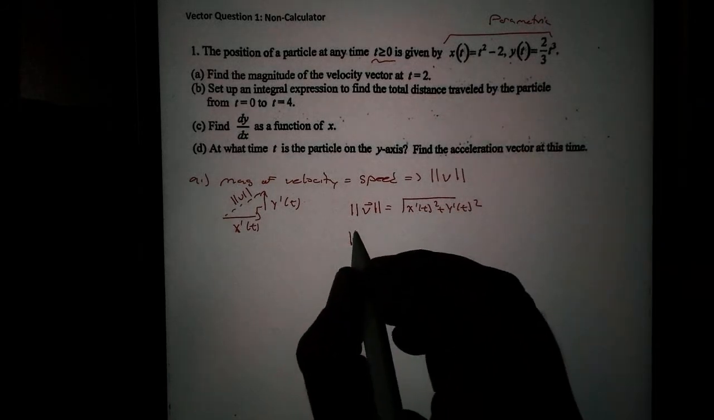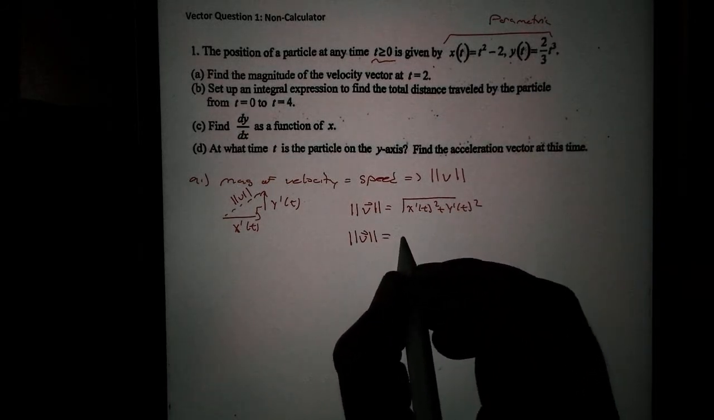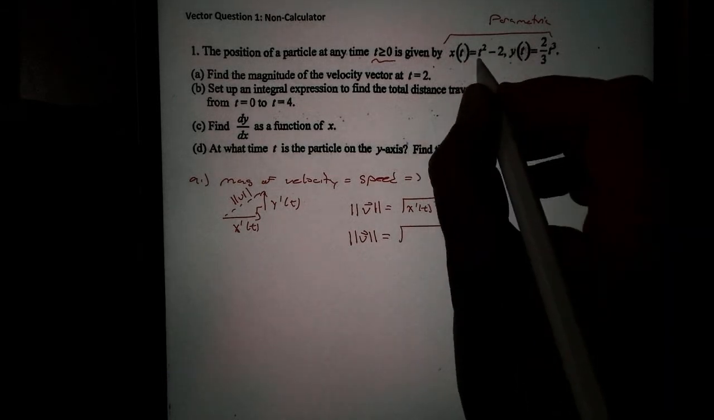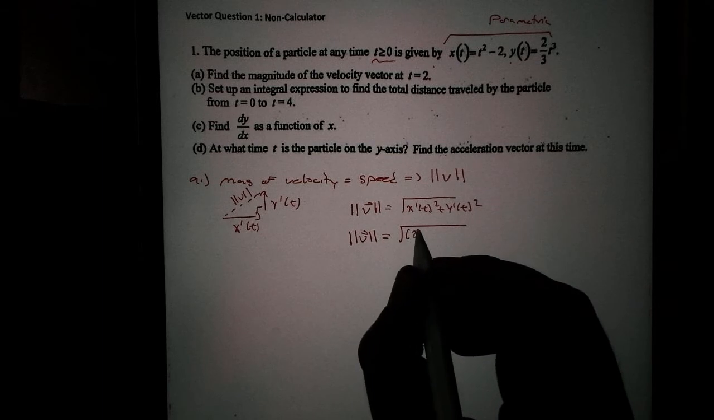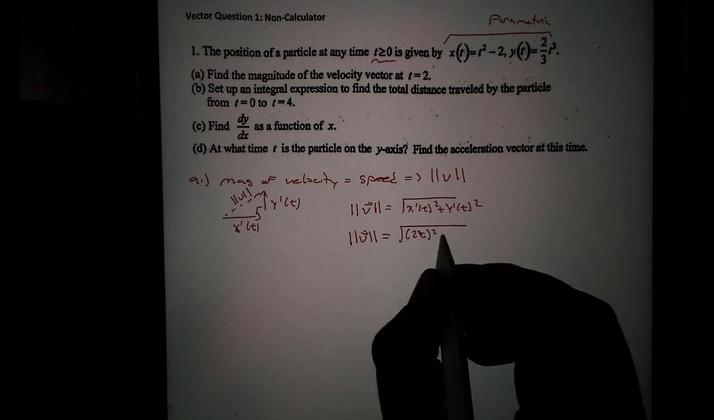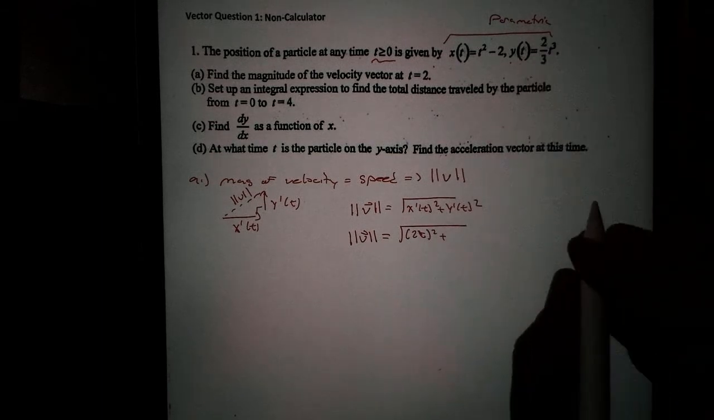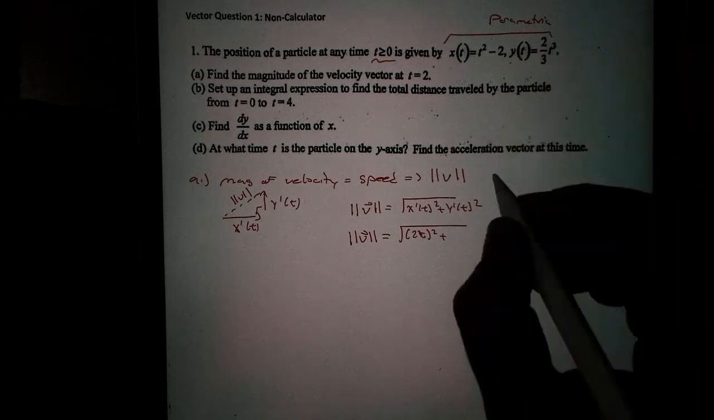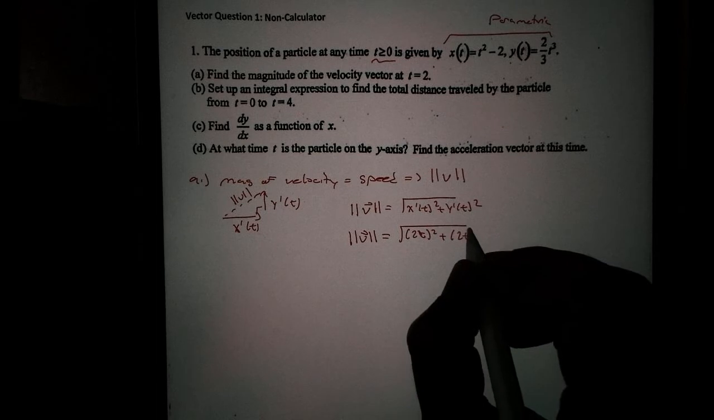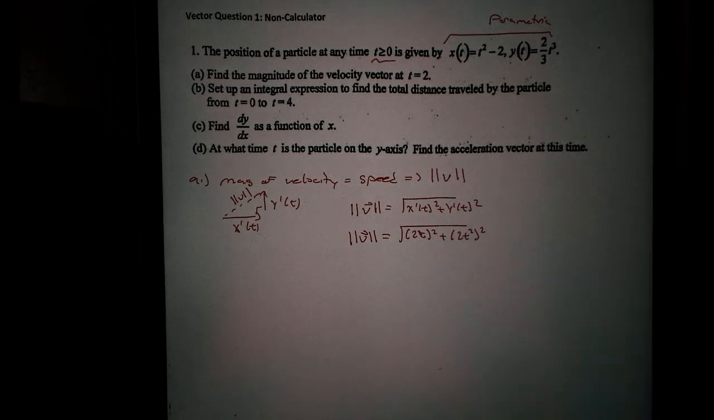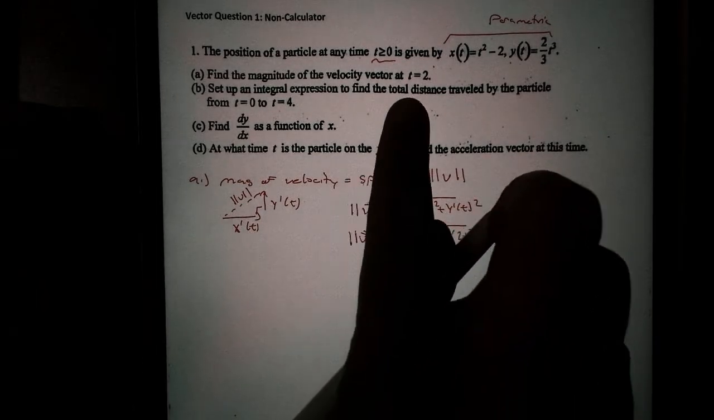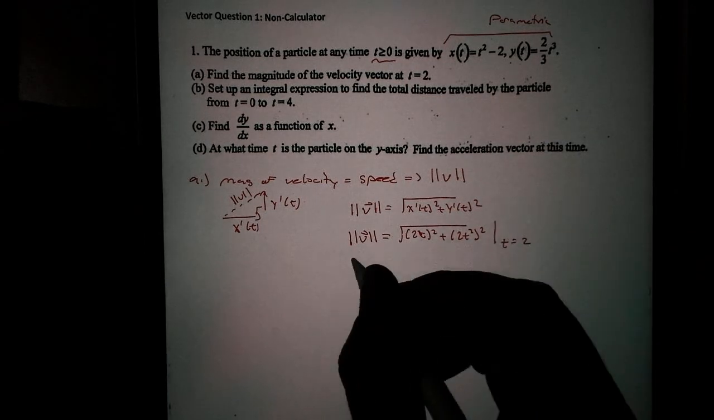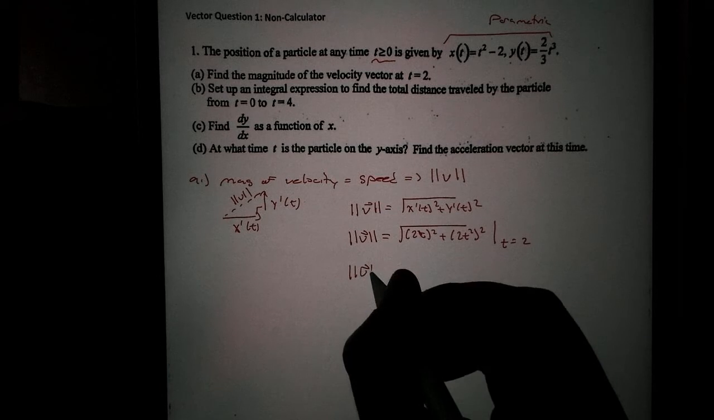So I'm going to go ahead and find my velocity equation. We get the square root of the derivative of x, which is 2t, so that becomes 2t, and we're going to square that, plus y. Well, the derivative of y is just going to be 2t squared, so that becomes 2t squared. And we want to find the velocity here at t equals 2. So now we're going to let t equal 2, and then we can get our magnitude of velocity, or the speed.